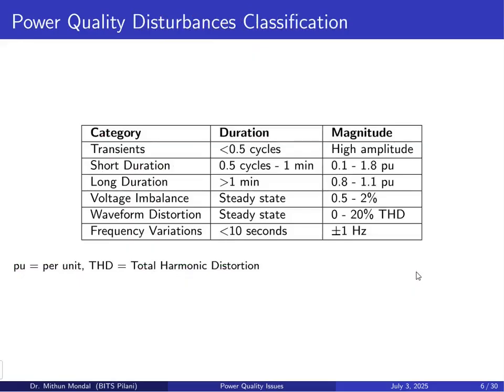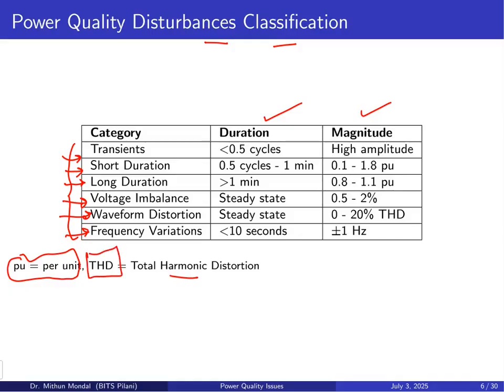The power quality disturbances, if we want to classify them into different categories, may be transient, short duration, long duration, voltage imbalances, voltage distortion, and frequency variation. We try to measure these categories in terms of their duration and the magnitude. Generally, the unit that we use is per unit. And we also estimate how much harmonics are there. So there is total harmonic distortion, generally given by the short form THD.